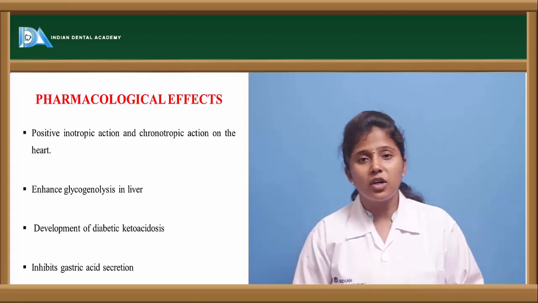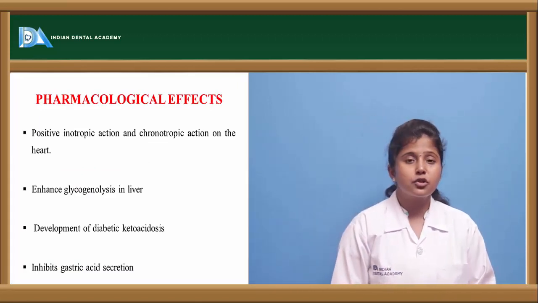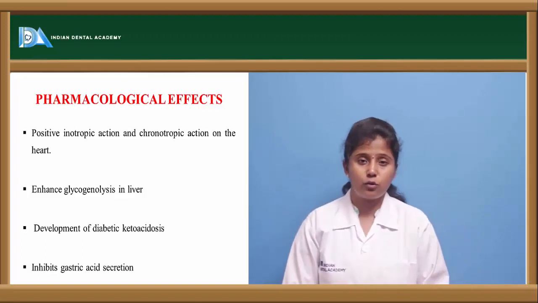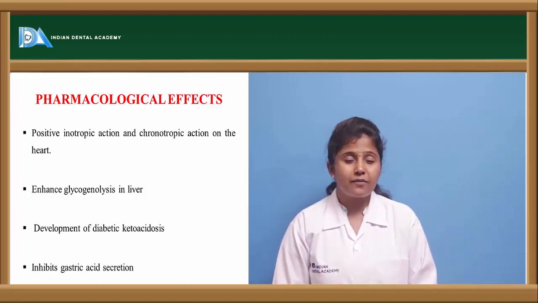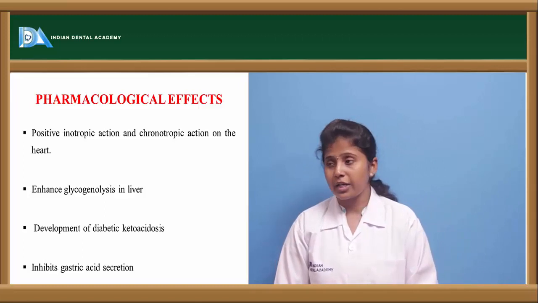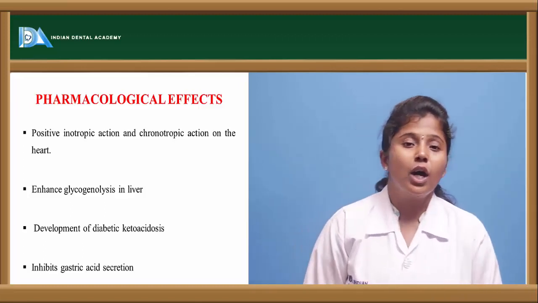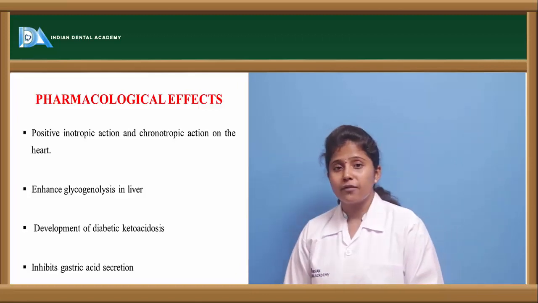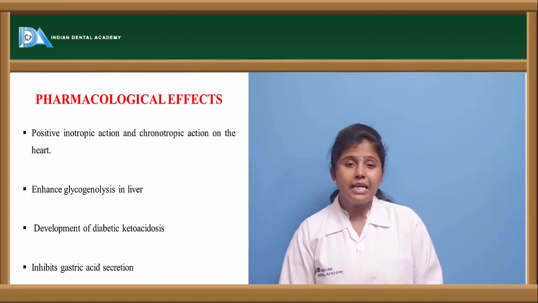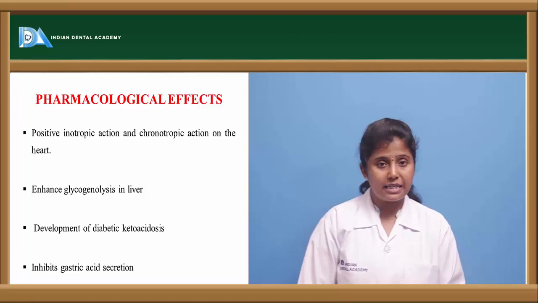If we see the pharmacological actions of glucagon, it shows positive inotropic and chronotropic effects. Inotropic effect means increased force of contraction, and chronotropic effect is increased heart rate. So it shows a positive effect on both, and it enhances glycogenolysis in the liver.